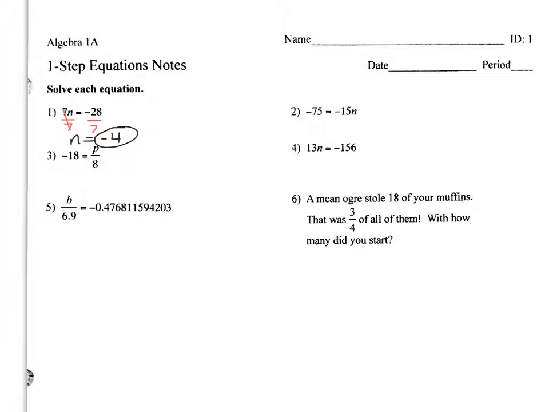Okay, the next problem, even though the variable's on the other side, doesn't matter. We're multiplying by -15, so we divide by -15. Negative divided by negative, so now we got to remember our integer rules, that is a positive. 75 divided by 15 is 5, so 5 equals n.